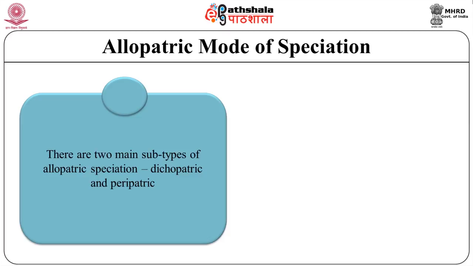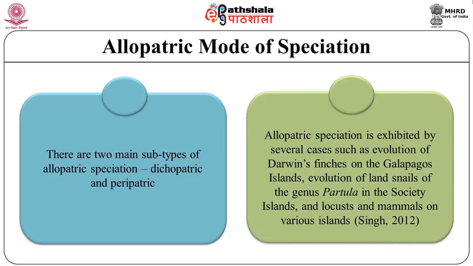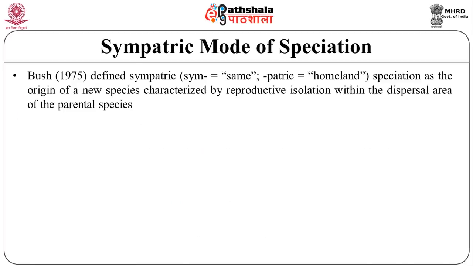Allopatric speciation is exhibited by several cases such as the evolution of Darwin's finches on the Galapagos Islands, the evolution of the land snails of the genus Partula in the Society Islands, and locusts and mammals on the various islands. Now let's discuss the sympatric mode of speciation.